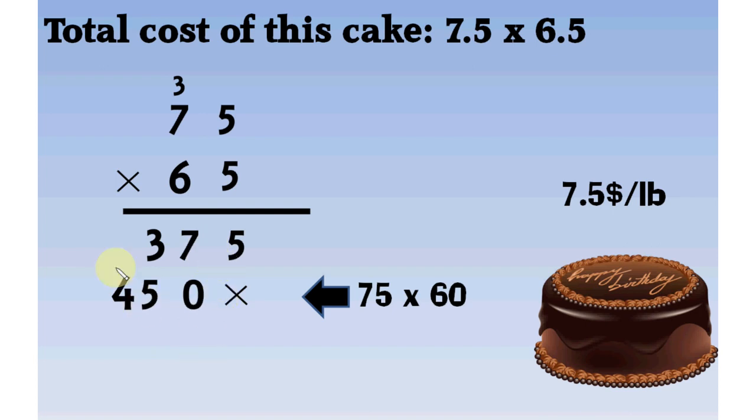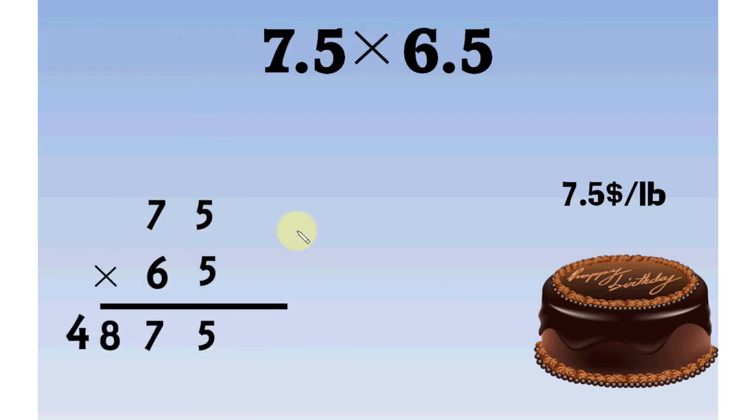Now, we add the products. We multiplied 75 by 5. Then we multiplied 75 by 60. If we add them, we will find the answer of 75 multiplied by 65. 5. 7 plus 0 equals 7. 3 plus 5 equals 8. 4. Now, where would the decimal go?